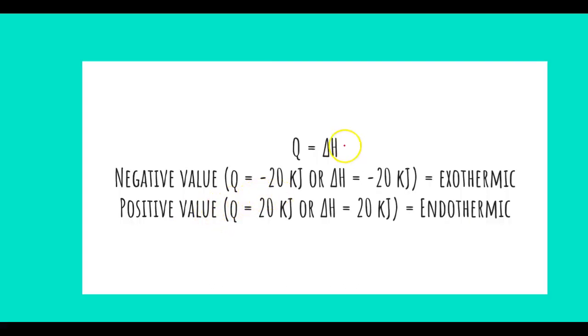So a couple of general concepts. When we have a value that is going to be negative, a Q value or a delta H, and we can use them interchangeably, a negative value means that energy is leaving the system. If we have a positive value, that means that energy is entering the system.